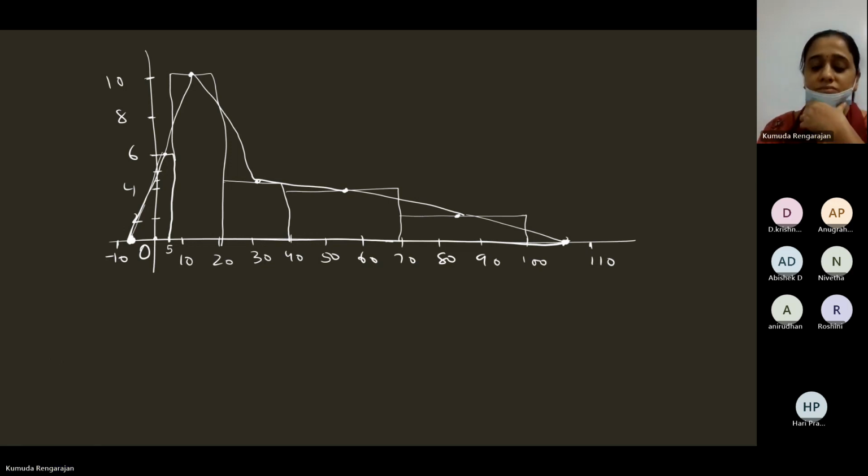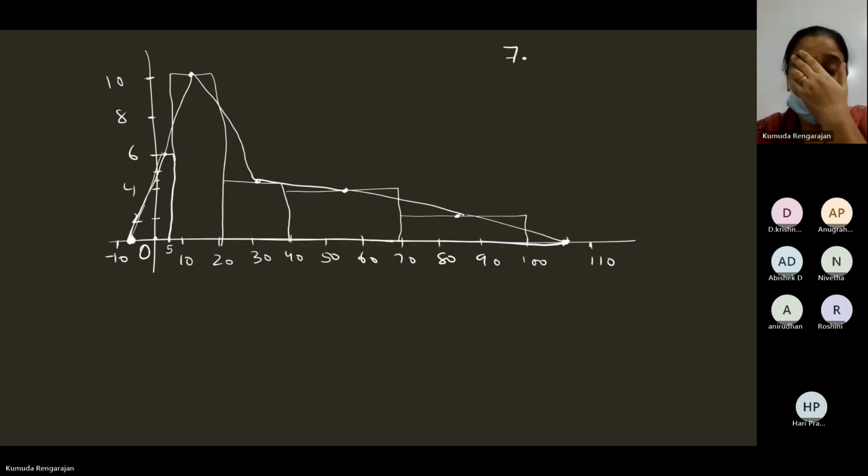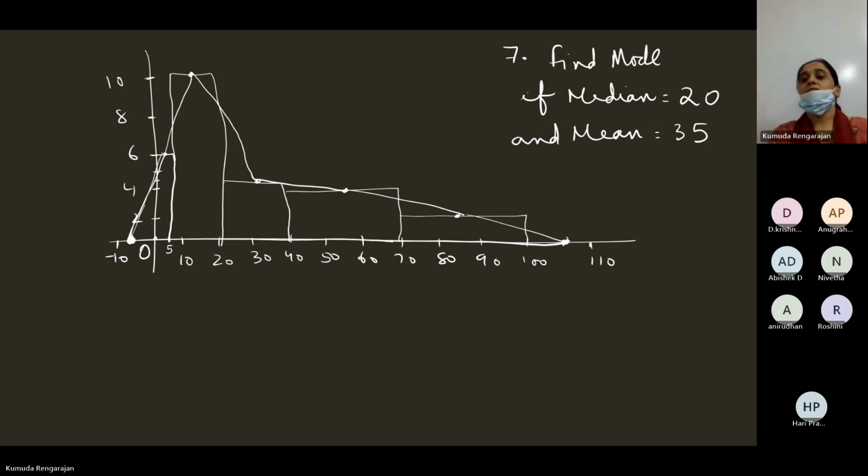All right. Okay. Next question. Yeah, that's the next question. Find mode if median is 20 and mean is 35.